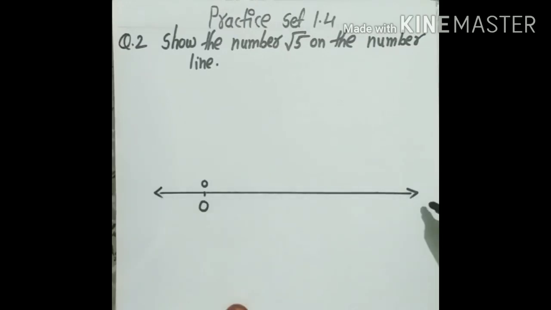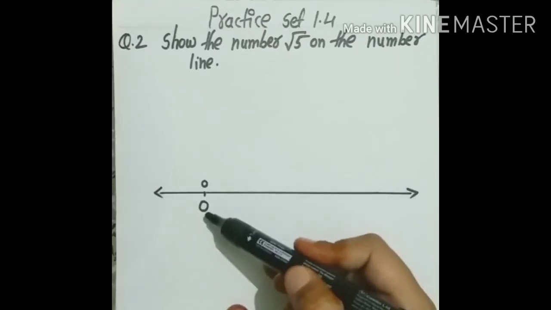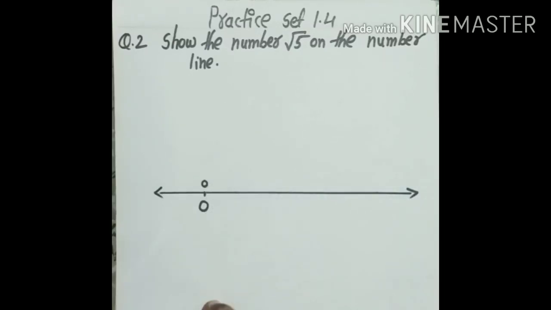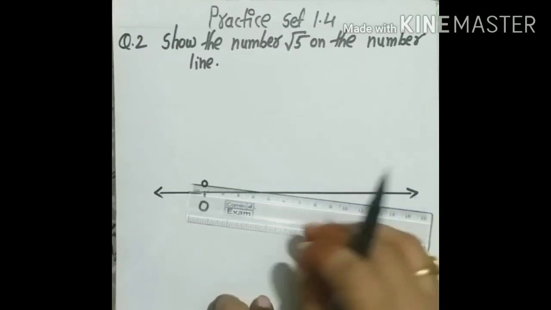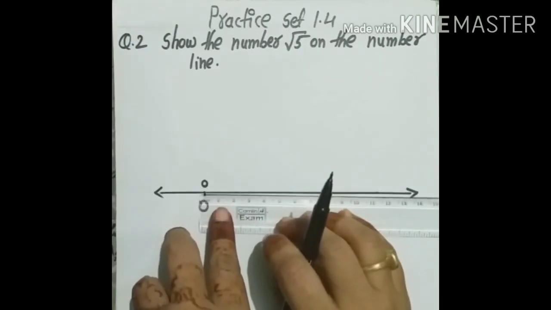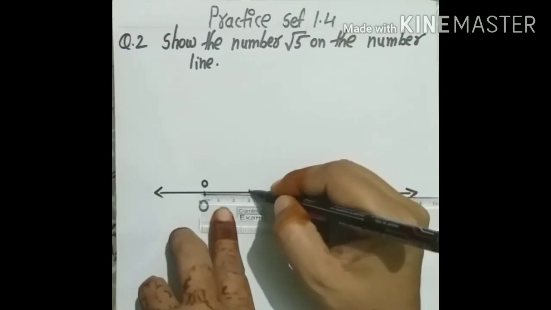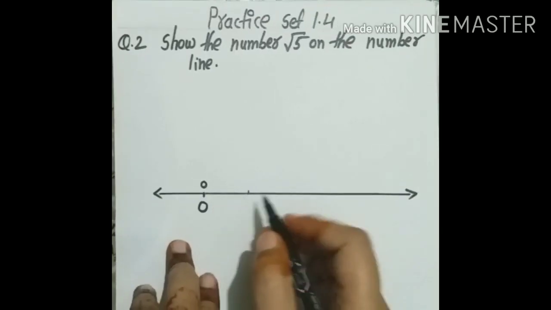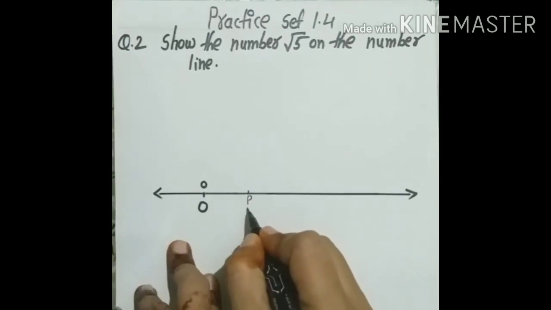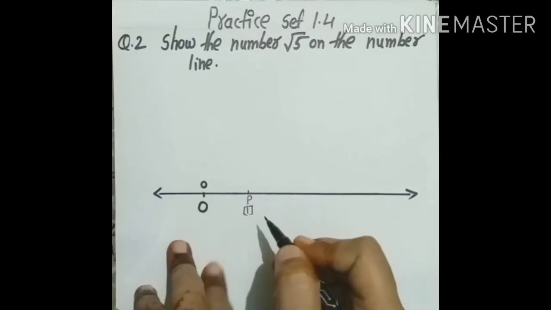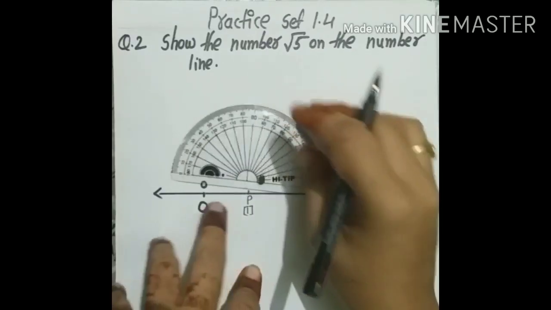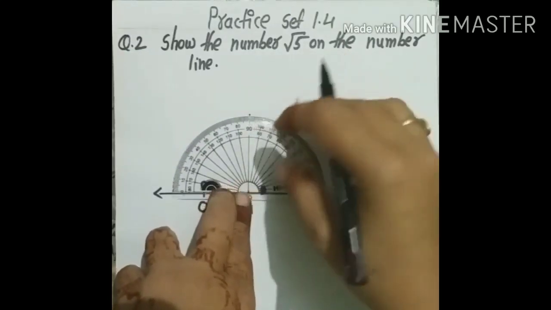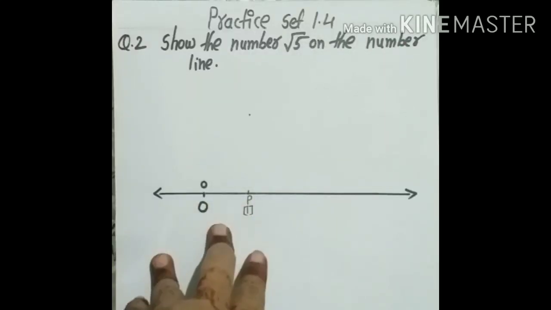First of all, draw the line, children, without any measure, and take 0, and this is O. From 0, children, we take 1 unit. That 1 unit distance we take as 3 centimeter. You can take 4 centimeter also, children, but if you take 3 centimeter, you get an accurate figure. 3 centimeter equals 1 unit. I'll give here the name P, and this is the 1 unit. Now, from point P, take 90 degrees with the protractor. Exactly 90 degrees because we have to draw one perpendicular line.